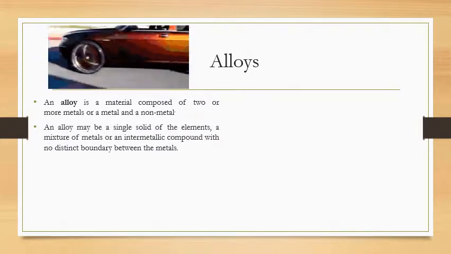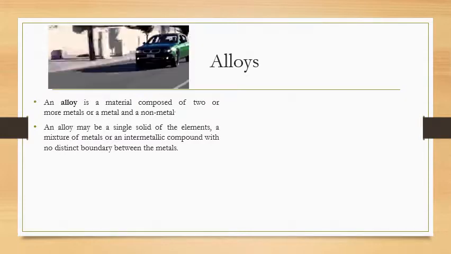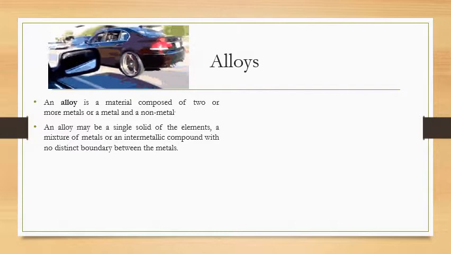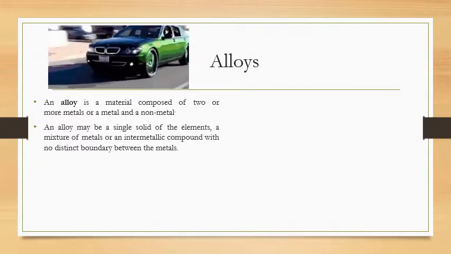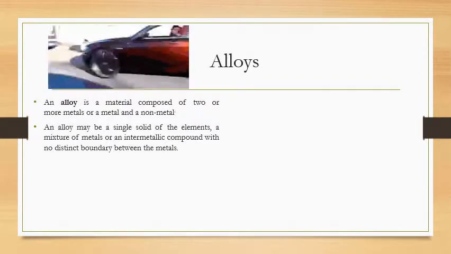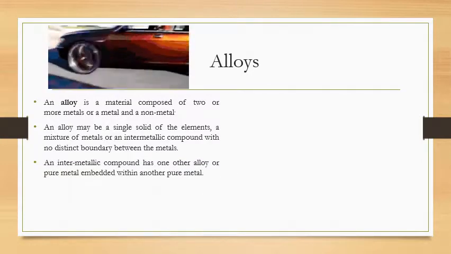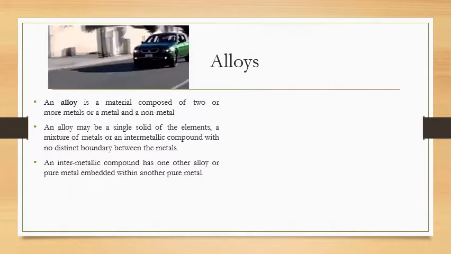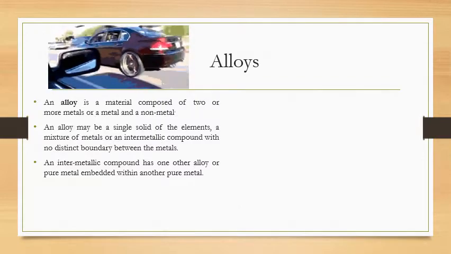An alloy is made by a single solid of elements and a mixture of metals, or an intermetallic compound with no distinct boundary between metals. So what does that mean? So it essentially just says it's a mixture of metals where there's not one section that's like iron and one section that's copper. It's all intermixed together. Yep. So an intermetallic compound has one or other alloy and pure metal embedded within it. So it's all mixed up. Okay. There's not one part that's one metal and the other part that's the other metal.